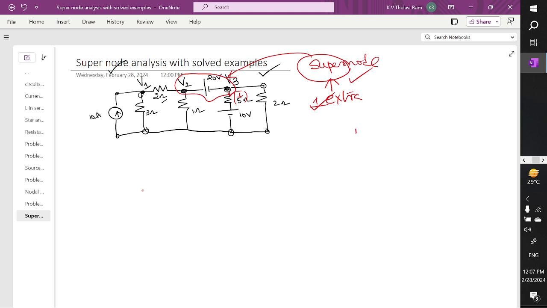You want to find the current across the 5 ohm resistor, then you have to find V3, and the current leaving the terminal is minus 10 divided by 5. So you have to find this unknown value V3. Let's see the procedure of finding it. Now how to apply the supernode analysis? Redraw the same network. Whatever network is given, you try to redraw the same network.